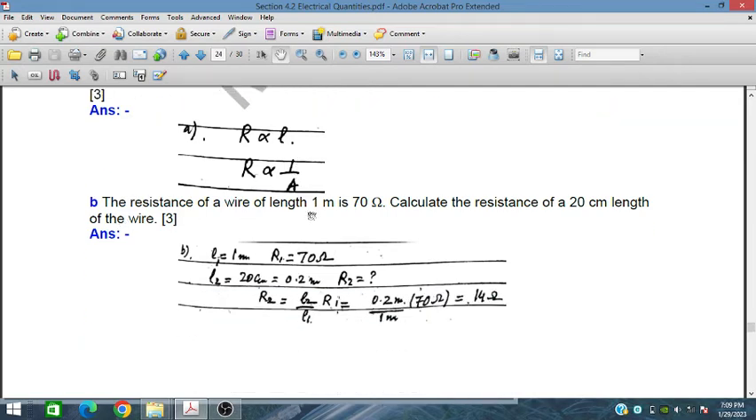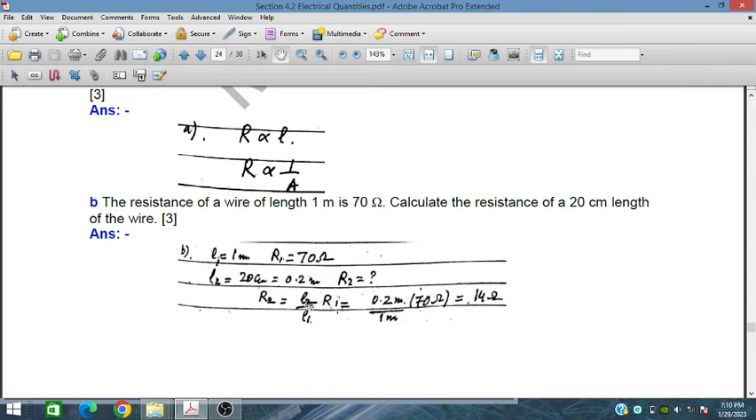The resistance of a wire of length 1 meter is 70 ohms. Calculate the resistance of a 20 centimeter length of wire. So 1 meter length is 70 ohms. L2 is 20 centimeters, that is 0.2 meters. So R2 is equal to L2 upon L1 times R1. This is the relationship: R2 upon L2 is equal to R1 upon L1. So L2 is 0.2 meters, L1 is 1 meter, and R1 is 70 ohms.